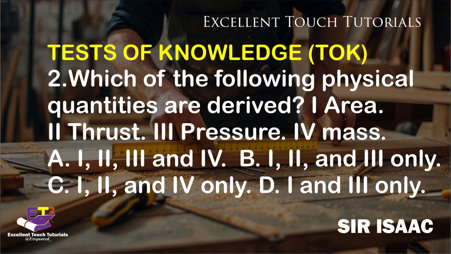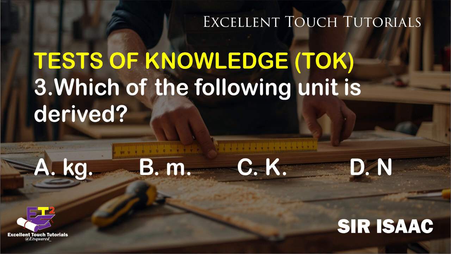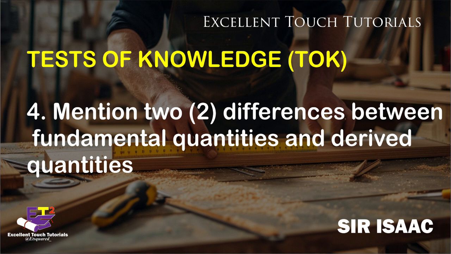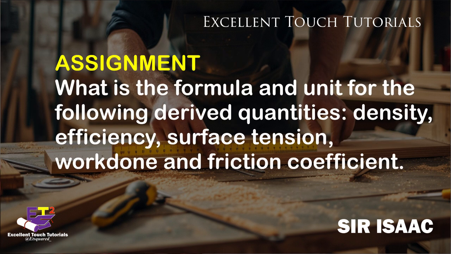B, is it first, second, and third only? C, is it first, second, and fourth only? D, is it first and third only? So choose the correct option of the ones that make up derived quantities. Number 3, which of the following units is derived? A, kilogram. B, meters. C, Kelvin. D, Newton. Number 4, mention 2 differences between fundamental quantities and derived quantities. Please do leave your answer in the comments, and this is your assignment.